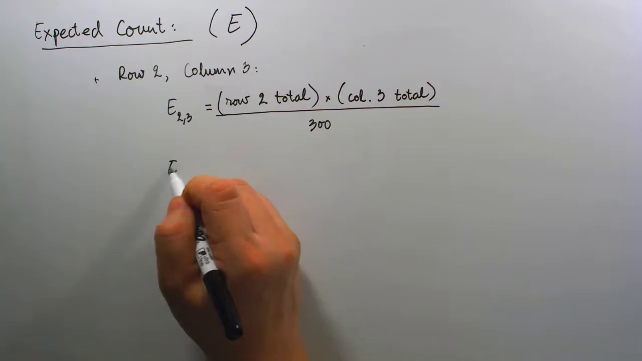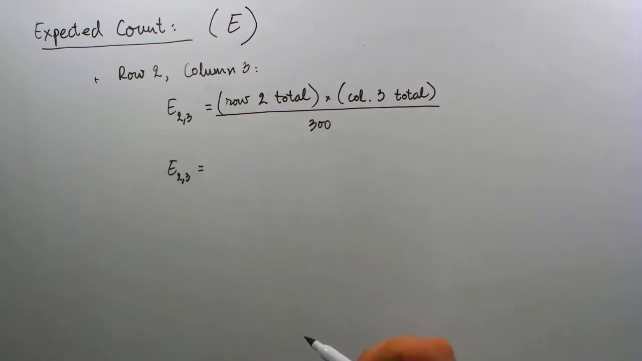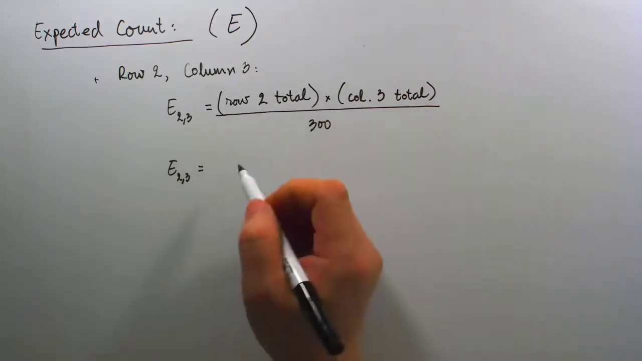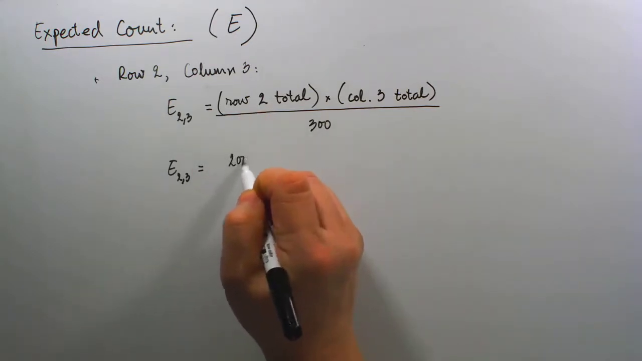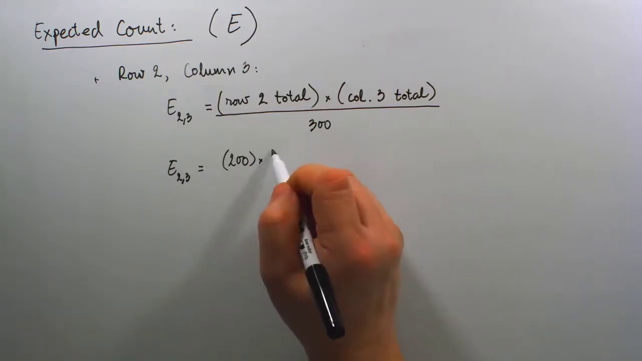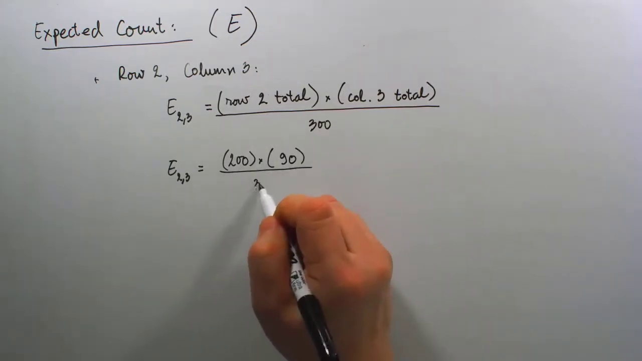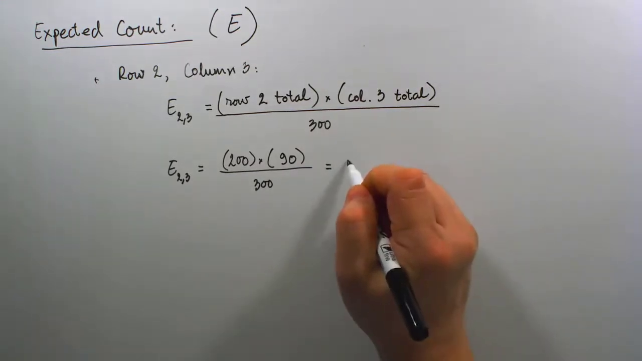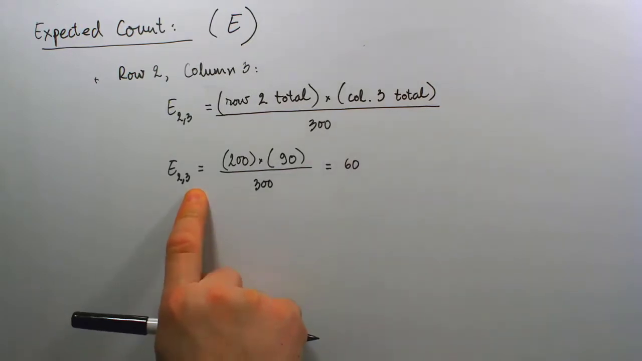I have been switching back and forth between my writing board and the computer screen often enough that anyone might have memorized the table already. So the row 2 total is 200, and the column 3 total is 90. We multiply these two and divide by 300. My final calculation came out to 60 as the expected count for row 2, column 3.